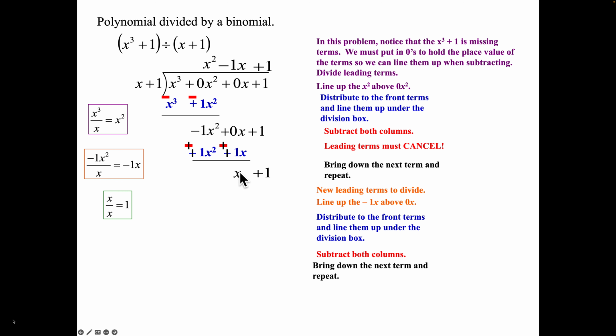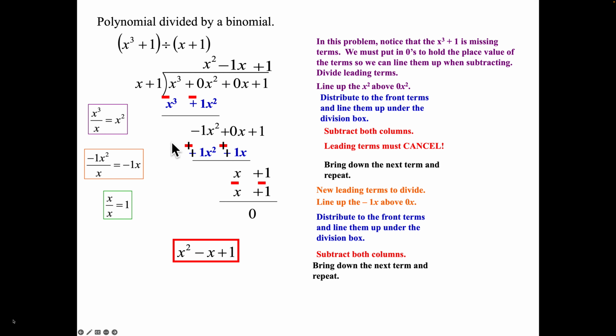1 times x plus 1 is the same thing that's out in front. X plus 1 cancels out to a 0. And there is my answer. X squared minus x plus 1, which now tells us that x plus 1 is a factor of this. So you could technically write this as the trinomial x squared minus x plus 1 times the binomial x plus 1.